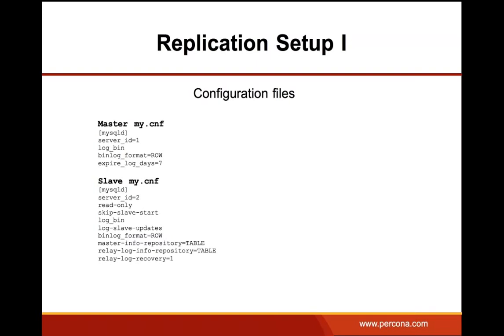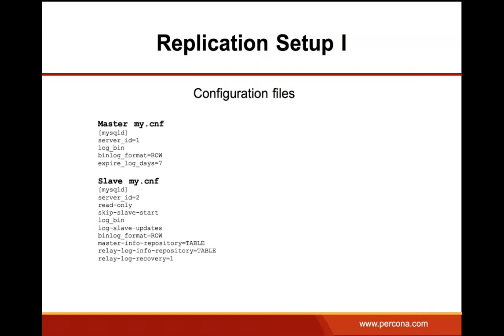Okay. As mentioned, read-only and skip-slave-start. Log-bin creates binary logs at the slave side, and log-slave-updates makes the replication stream push changes into the binary logs.